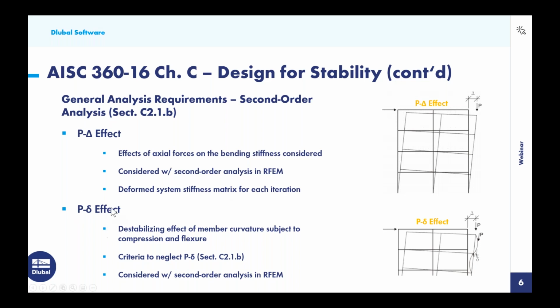Now, in addition to this, we also need to account for P little delta effects. And this is the destabilizing effect of the member curvature subject to compression and flexure. And if we look over at our picture again, over on the right-hand side, we still are showing our big P delta effects for the entire structure, but along each member, we're having some curvature and some deformation here of little delta. Well, again, the axial load is going to follow the member deformation, so inevitably we're going to affect the bending moment of the member here with those additional moments and slightly decrease the buckling load. So the code tells us that we do need to account for this.